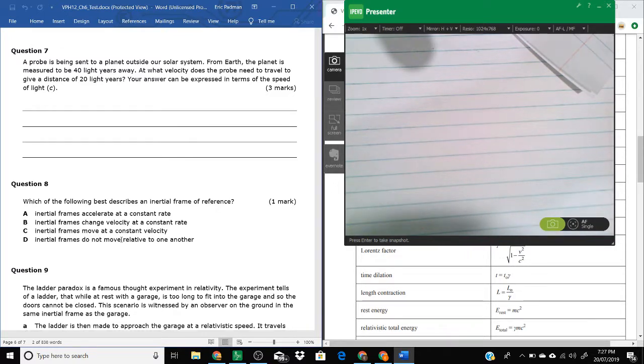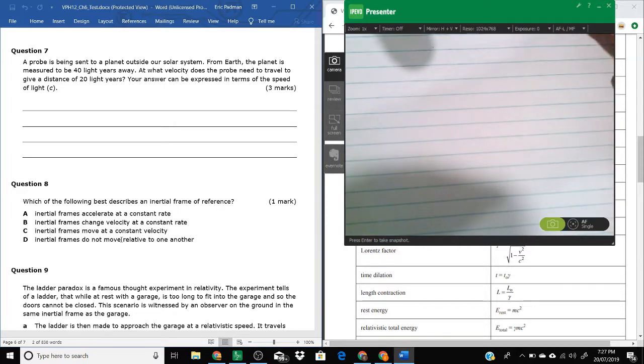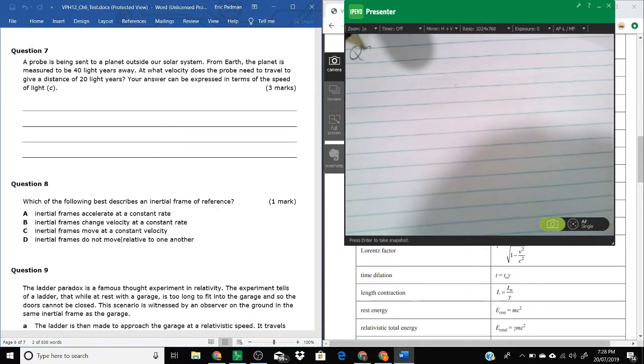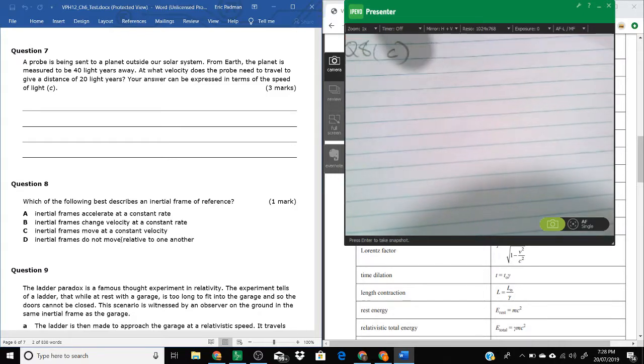Dealing with accelerated things moving at the speed of light is far more complicated. So moving at constant velocity, that's all we can really do for that one. So the correct answer for question 8 is C. Okay.